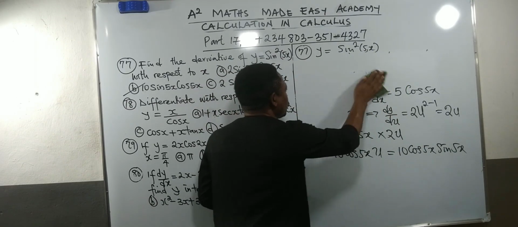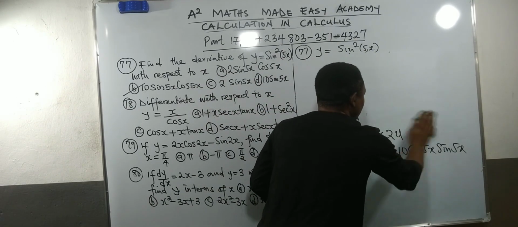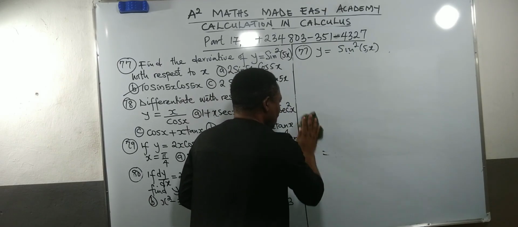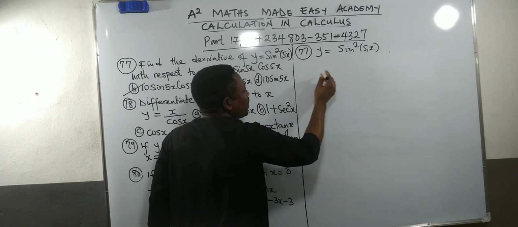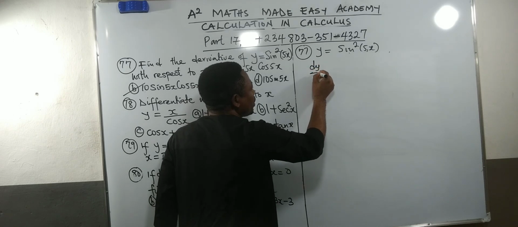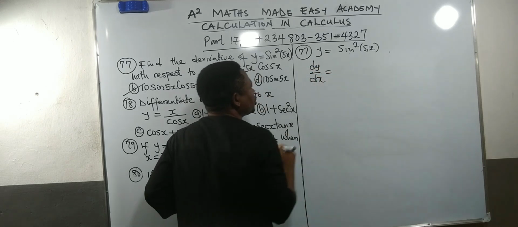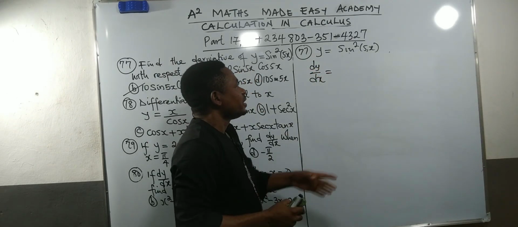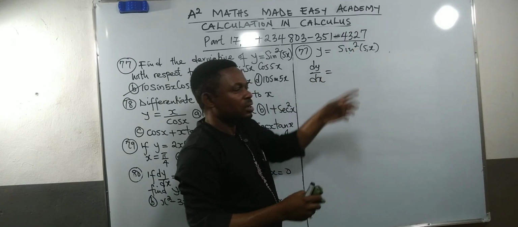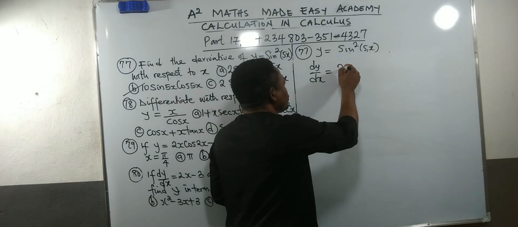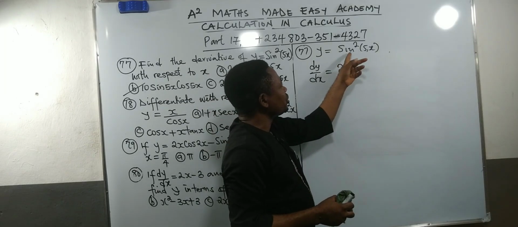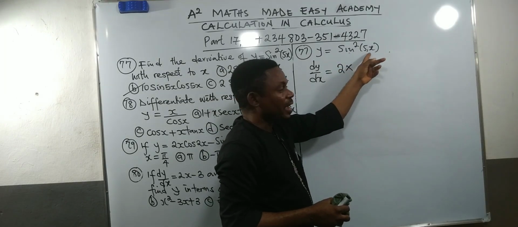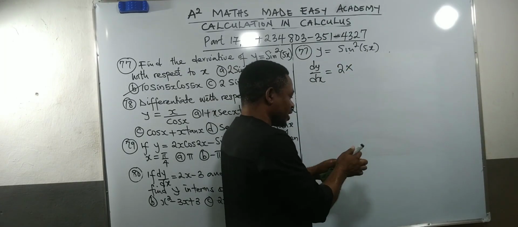Then permit me now to solve it using shortcuts, because we are dealing with objective questions. Now look at it, very simple. I want to differentiate y with respect to x. It will give me dy/dx. The first thing is to consider the power. The power is 2. I will write 2. Then I will multiply. The next thing is to differentiate sine 5x.